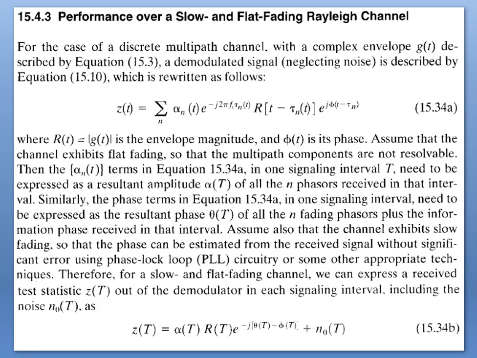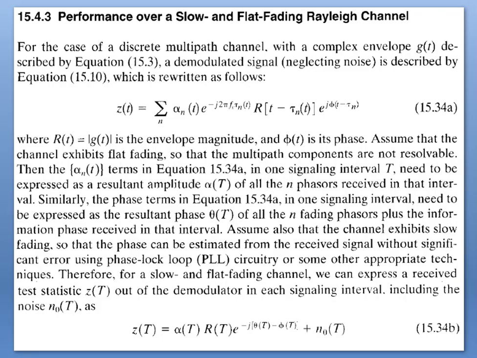15.34a are constant over the signaling interval of T and can be expressed as a resultant amplitude alpha of t for all n phasors received in the interval. Similarly, the phase terms in one signaling interval can be expressed as the resulting phase theta of t, from all n fading phases plus information phases received in the interval capital T. Assume also that the channel exhibits slow fading so that the phase can be estimated from the received signal without significant error using a PLL, that is, a phase-locked loop circuit.